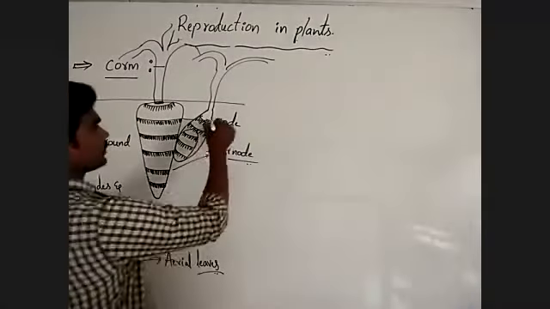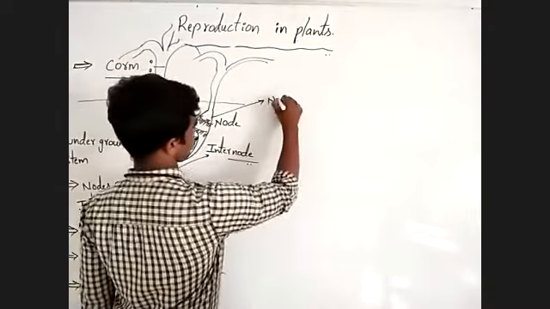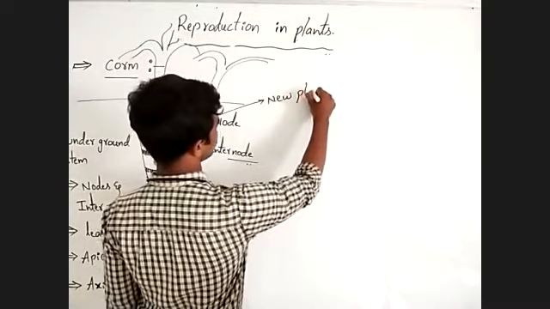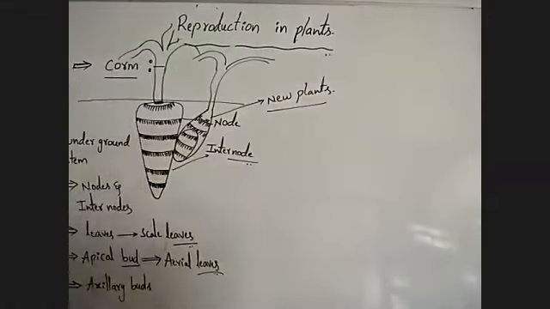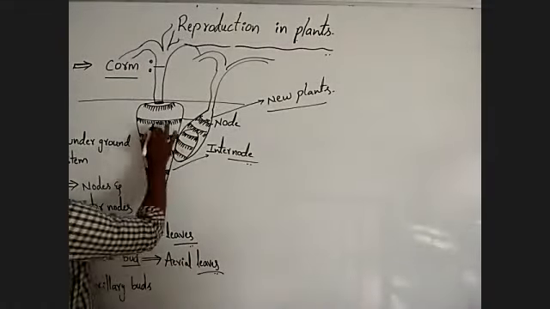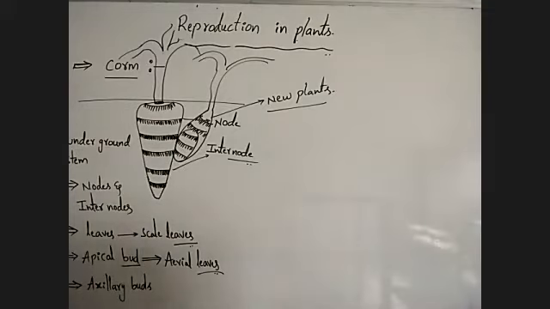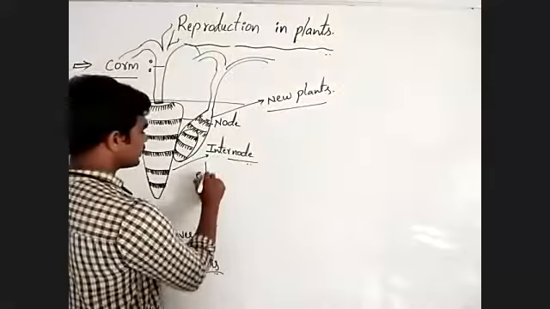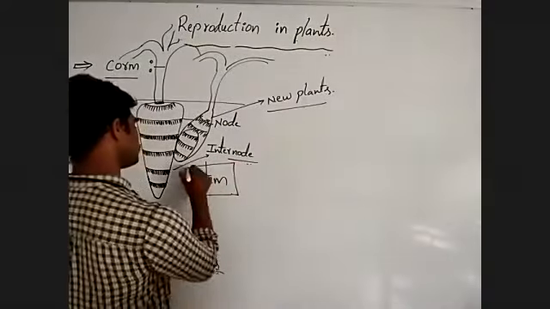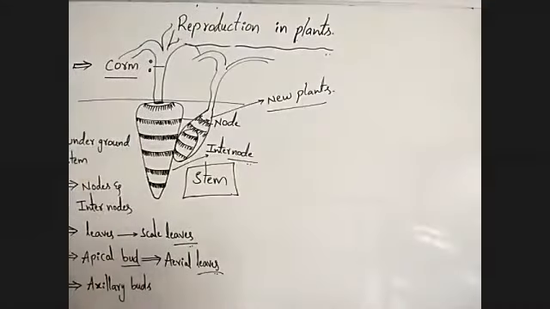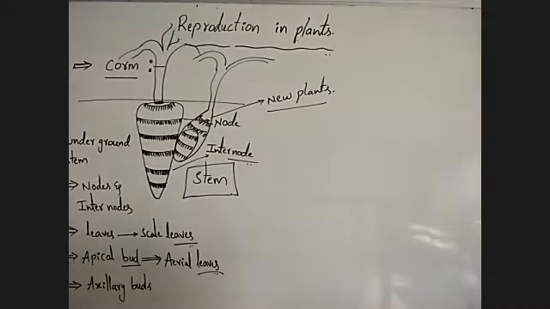Means here new plants are developing. New plants are developed from the stem. That is why this is called vegetative propagation through stem. Okay, observe.